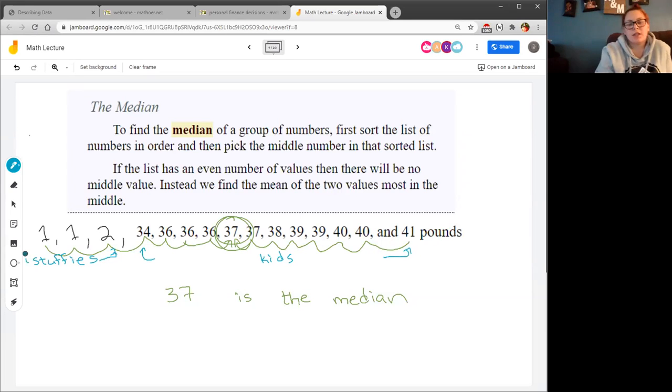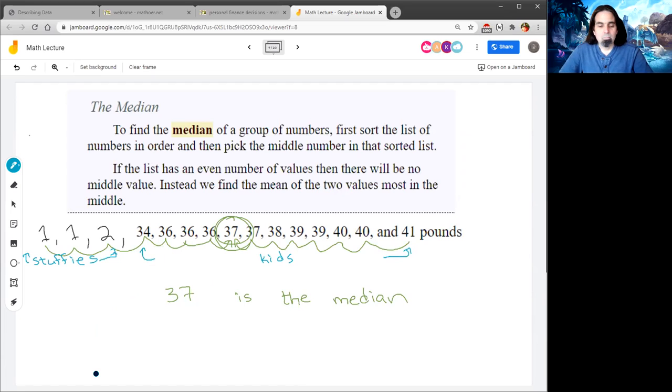Now, when we are doing the median, whatever the problem is, it's going to ask us to find the median. How are we going to know that it's the median? It has to tell you. Okay, okay.